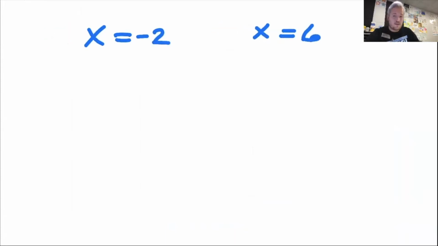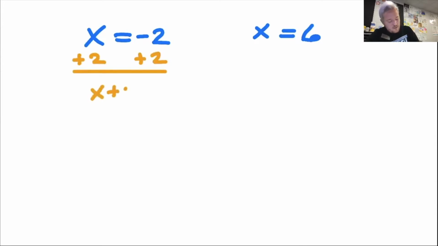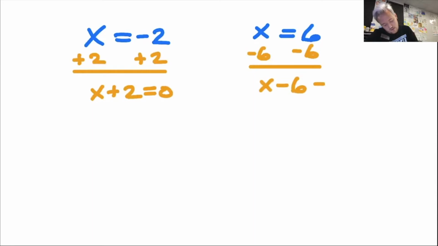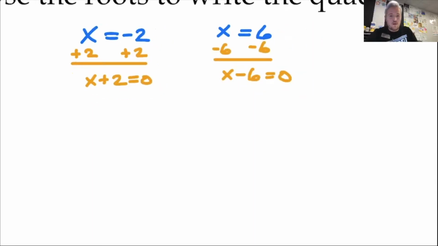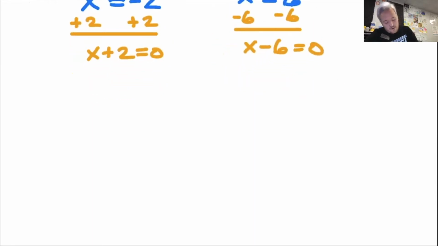So that's step 1. Step 2, now I want to write them as binomials. So to write them as binomials, I'm going to push the values to the other side. So I'm going to add 2 on both sides. And then over here, I'm going to subtract 6 on both sides. All right, so now I'm going to bring those together so that I can multiply them. So x plus 2 and x minus 6.